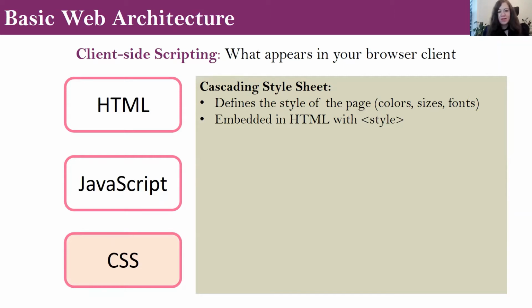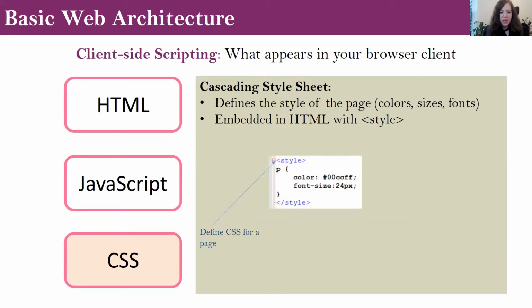And we can embed CSS in HTML using the style tag like this. So we have our style tag, and then in this example here, we're defining the style for a paragraph, which is signified by the P here.